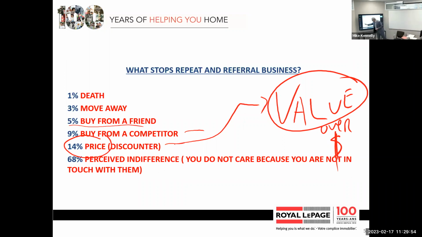So what does this all mean? 68% of all consumers have this thing called a perceived indifference about you. And what does that mean? They believe you do not care about them because you're not in touch with them. So if they're a past seller or past buyer, and you haven't talked to them in 6 months, a year, 2 years, they have this perceived indifference built in that you are only interested in the fee, not in them. So again, it's all about staying in touch with them.